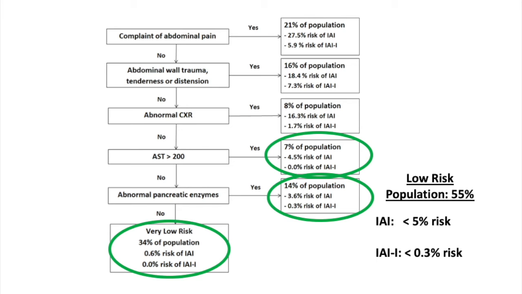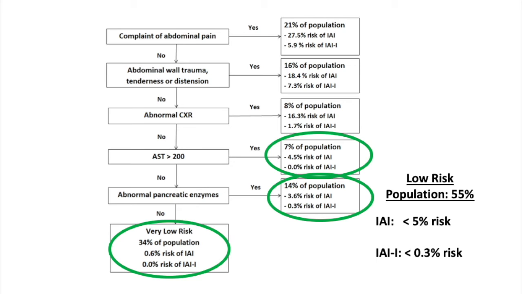IAI stands for intra-abdominal injury, and IAI-I stands for injury requiring an acute intervention. In this study, an acute intervention was defined as blood transfusion, an angiographic intervention, or an operation.